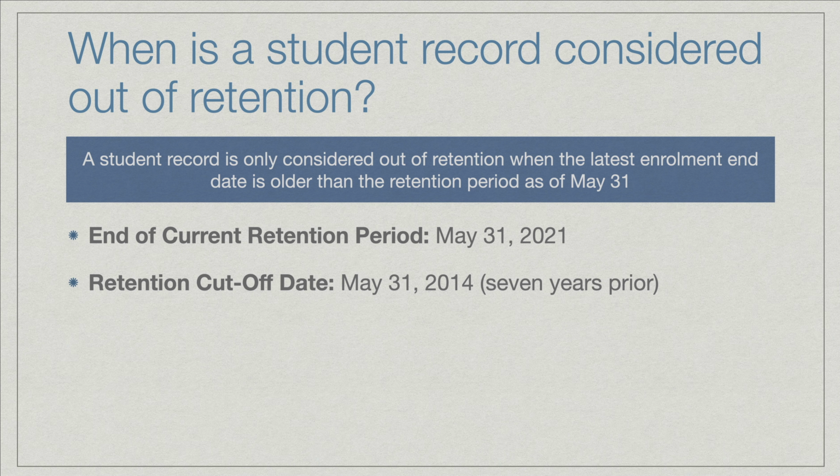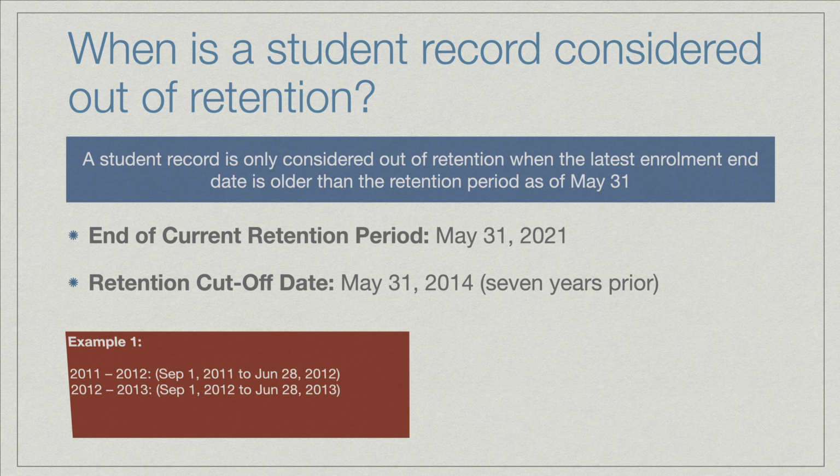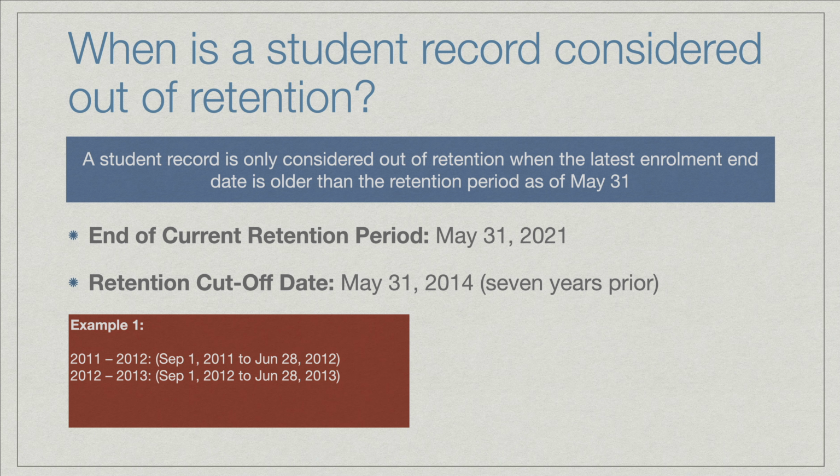Two examples will help illustrate. Suppose you have a student with the following two enrollment records. Since the student's latest enrollment end date of June 28, 2013 is well before the retention cutoff date of May 31st, 2014, this student is considered out of retention and targeted for deletion after May 31st. More on deleting later.